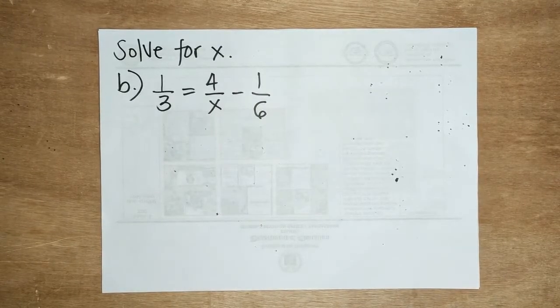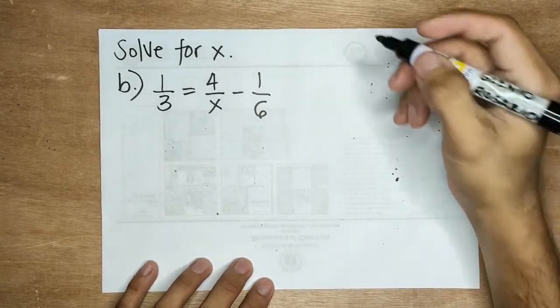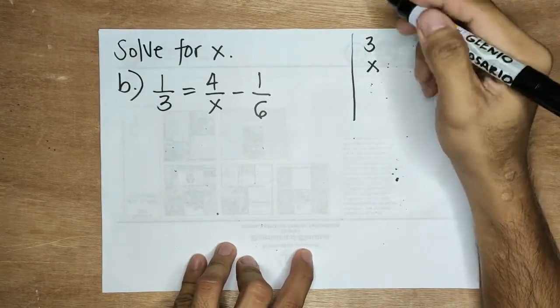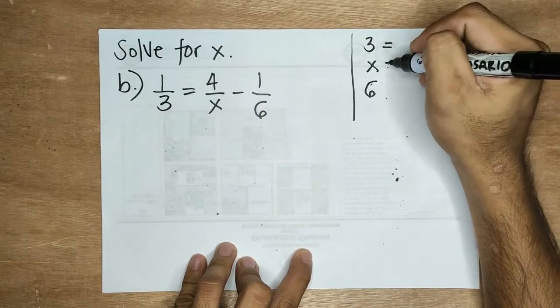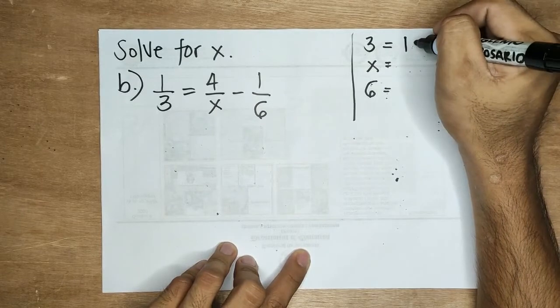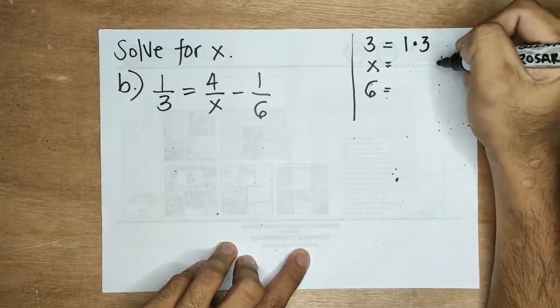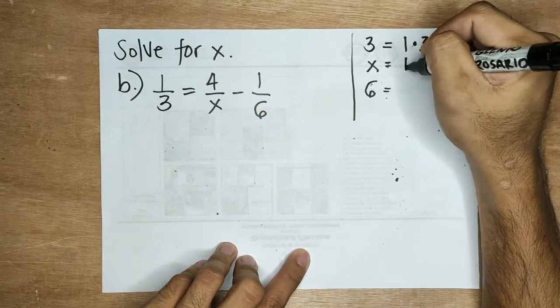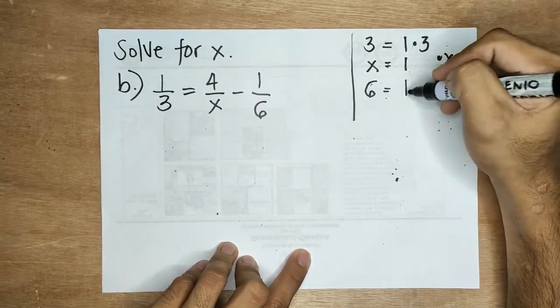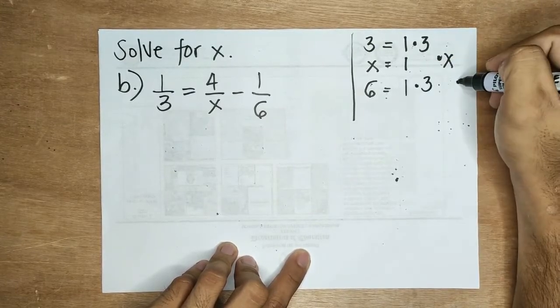For the second example, 1/3 is equal to 4 all over x minus 1 all over 6. So again, the first step is to identify the least common denominator. So we consider their denominators. We have 3, we have x, and we have 6. Let's identify their prime factors. The factors of 3 are 1 and 3. Factor of x is syempre 1 and x. Factors of 6, we have 1 and 3 and 2.